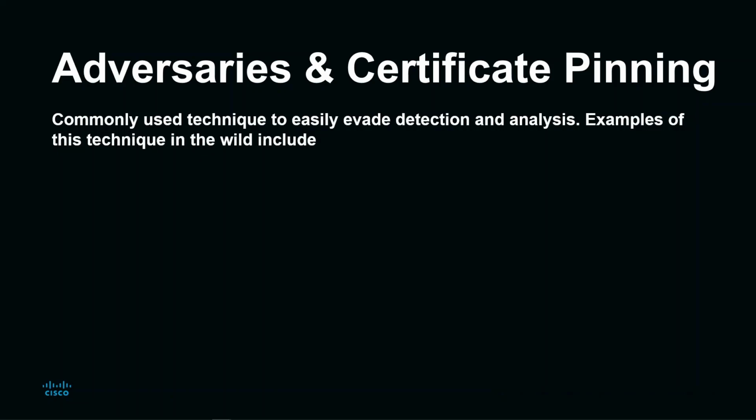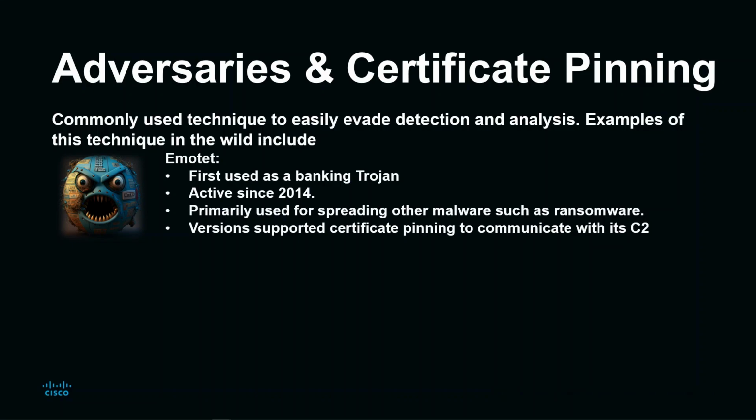Now, certificate pinning specifically has been used as well in the wild, and we've got a couple of examples of this. A lot of these are banking Trojans and have been around for a long, long time, but it does show the evolution of the adversary's ability when adapting to the controls that we put in place. So again, this has been active since 2014, primarily used to spread other malware such as ransomware. And versions supported certificate pinning to communicate with C2, so command and control.